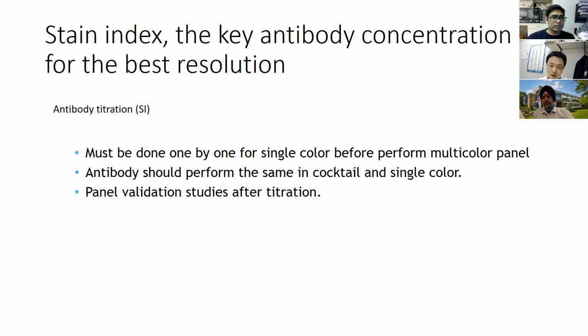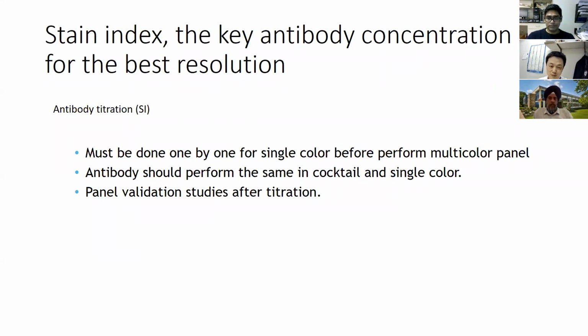So to solve this problem, I want to introduce another term. It's called the stain index. So when you're doing your antibody titration, this is the parameter you want to calculate. The stain index must be done one by one for your single colors before you do a multi-color panel. If you have 5 colors, you have to titrate all 5 antibodies one by one.